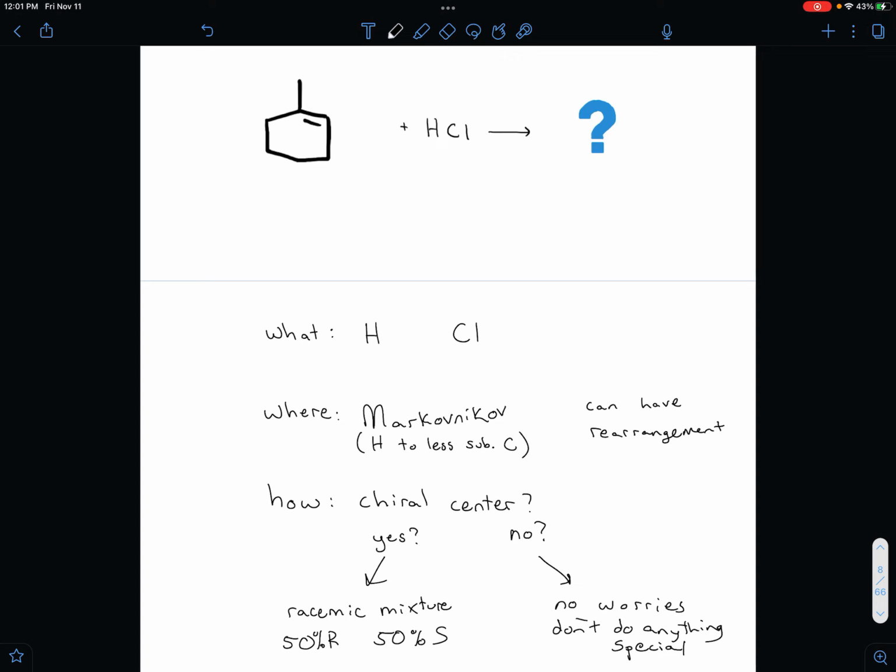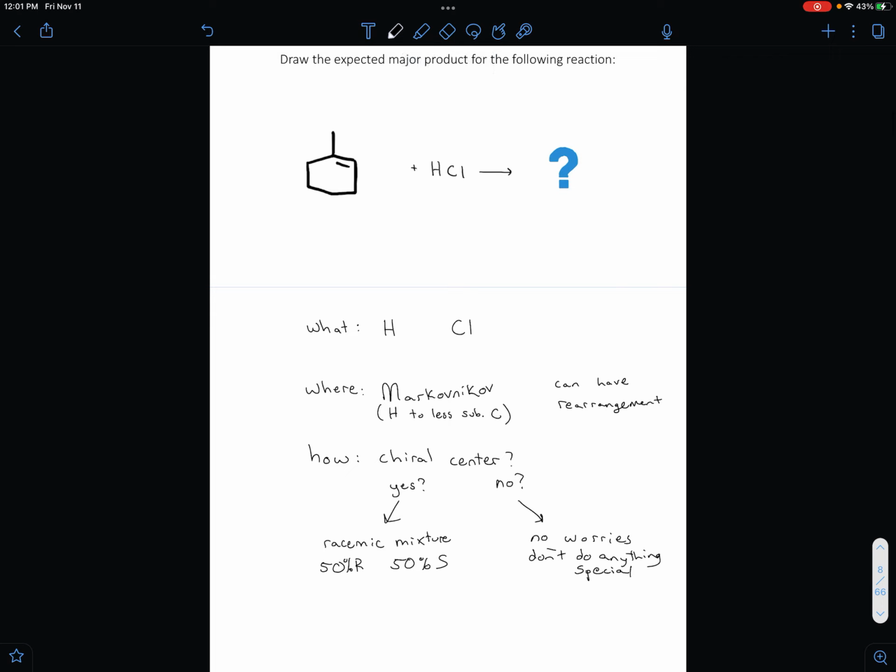So those are the three things you really want to watch out for. What are you adding? Where are you adding it? And what direction is it adding in, or how is it being added?